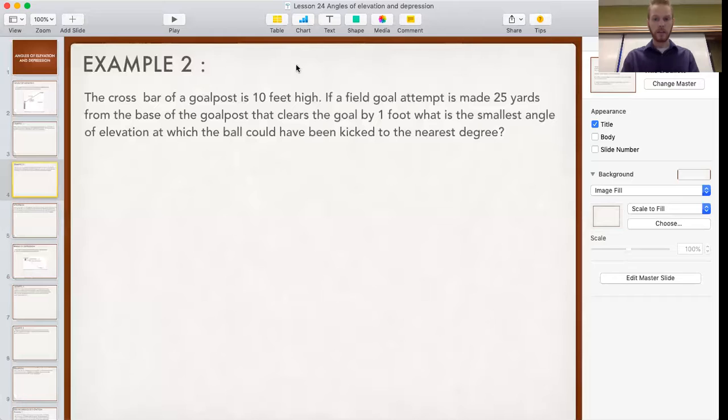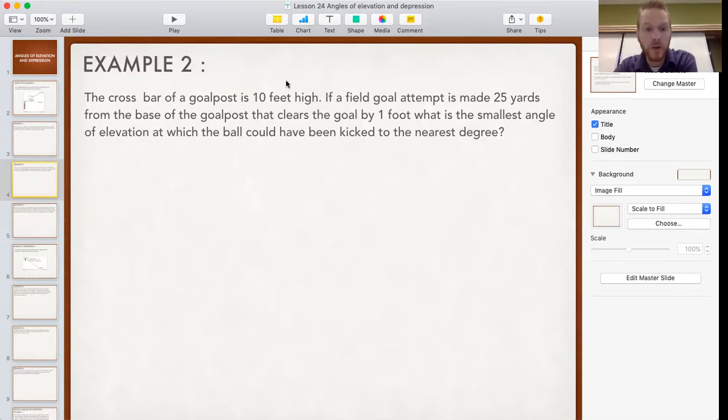Okay. All right, let's talk about football here and not soccer. All right, the other football. The crossbar of a goalpost is 10 feet high. If a field goal attempt is made 25 yards from the base of the goalpost that clears the goal by 1 foot, what's the smallest angle of elevation at which the ball could be kicked?